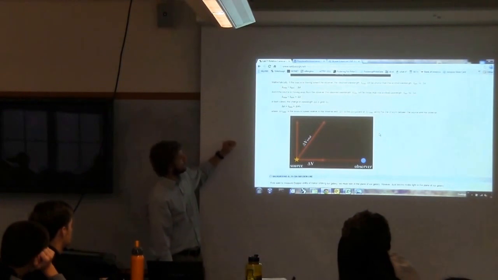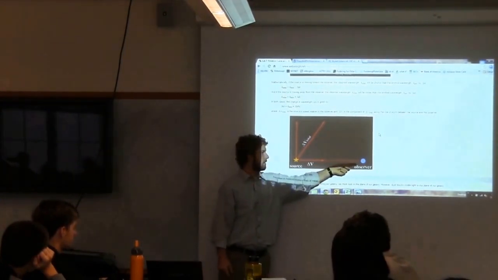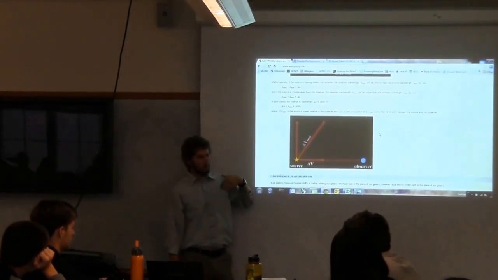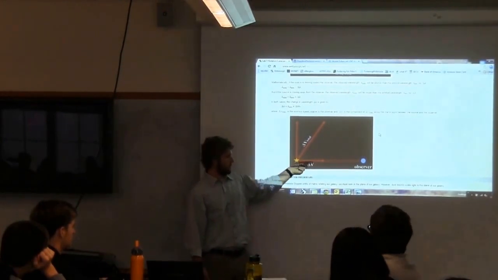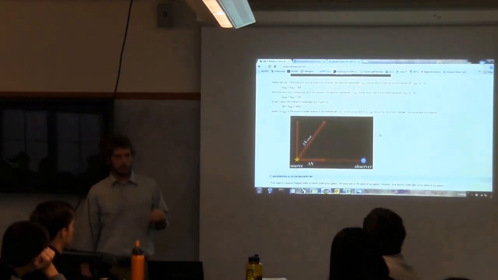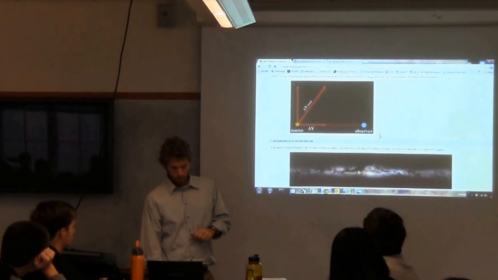The other thing to note is that delta V is the component along our line of sight. So if it's moving in some direction, not directly toward or away from us, what we're actually measuring is the component in our direction. So we're going to have to get into a little bit of trigonometry to make some of these calculations later. Don't worry, it's all pretty well laid out for you.